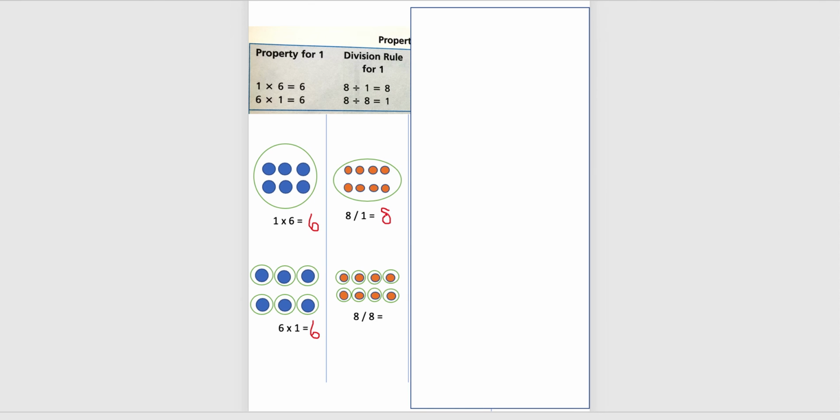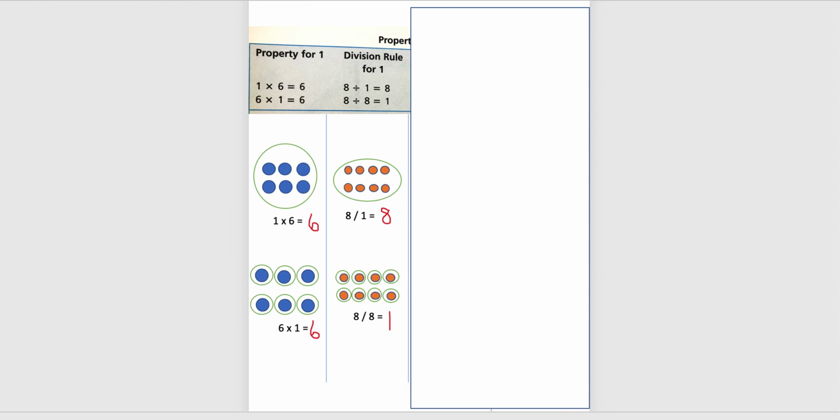So let's look at our second equation here. We have 8, and we want to divide by 8. That means we want to break it into 8 groups. So I have a visual down here showing our groups in green. We have 8 orange dots broken into 8 groups. And how many orange dots are in each group? 1.